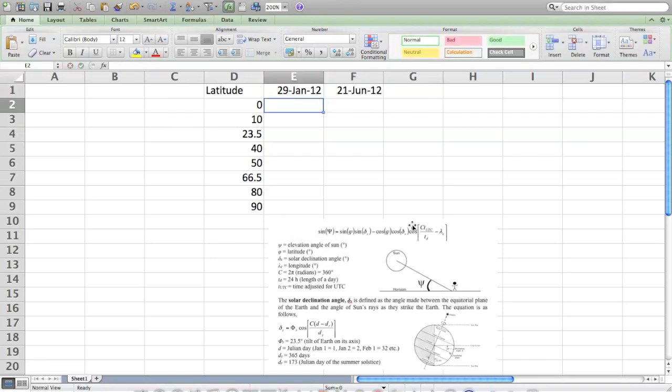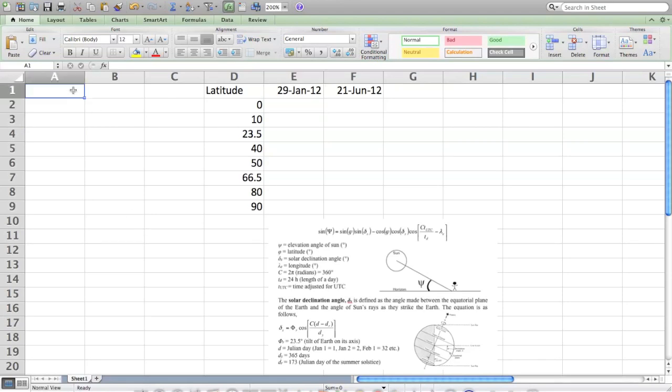So the goal is to use this equation to solve for the solar elevation angle at these latitudes on these days. Now, when you look at the equations that we have set up here at the bottom, you can see there's a lot of variables that you're going to have to use to calculate the solar elevation angle. So since a lot of these variables are constant, let's go ahead and set up a constants table so we don't have to continually type in the same numbers over and over again as we work through these equations.